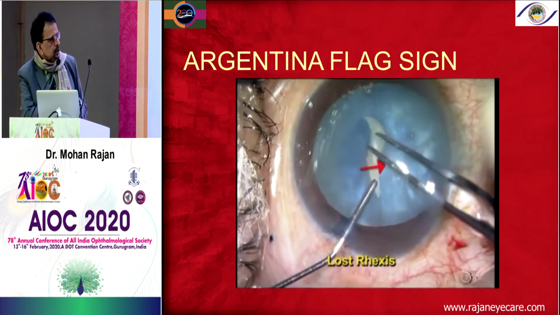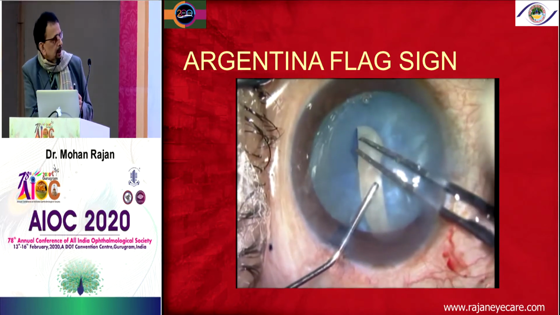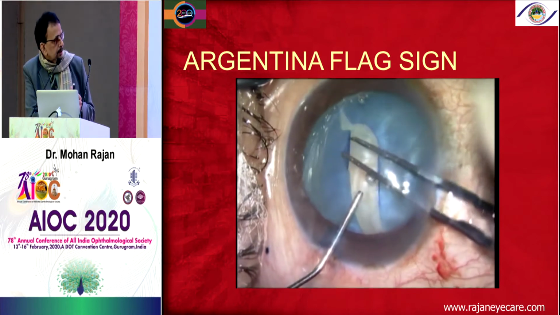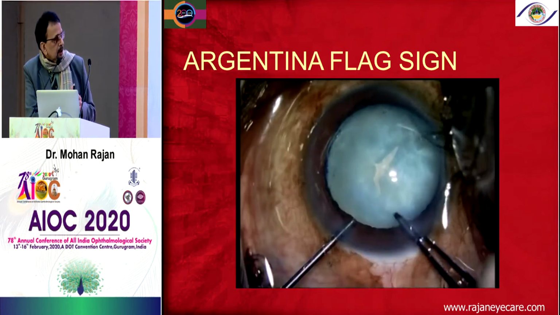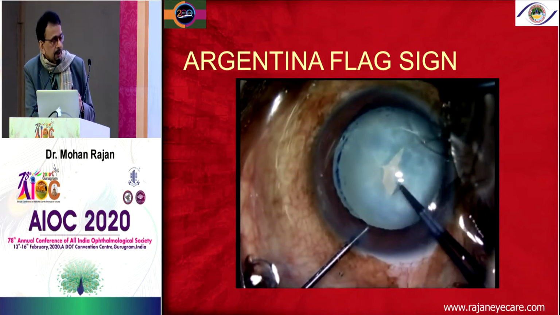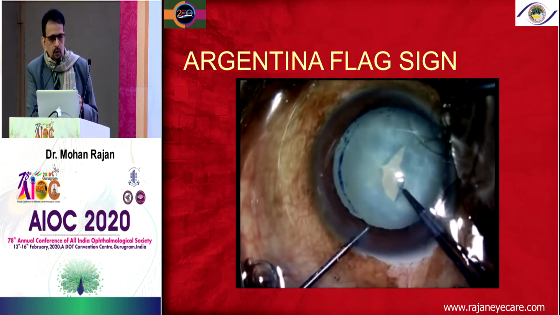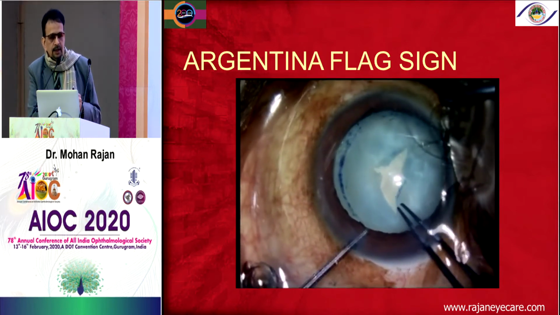How many of you ever had this problem? This is the Argentina flag sign. This is an uncommon thing, but it's quite common, especially when you have a type 1 intumescent cataract. As soon as it touches the cataract, you can see the rhexis goes to the periphery, and this is called the Argentina flag sign.